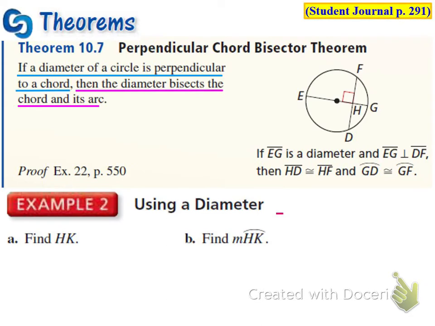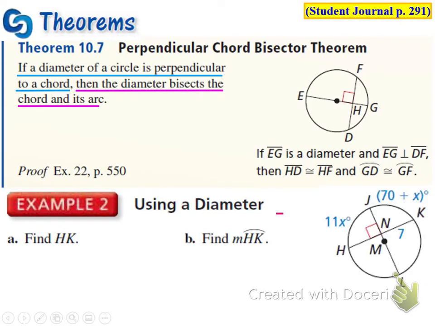So we're going to use our property here with this question. Which of these segments is the diameter? JL, and that means the chord is HK. So the diameter and the chord form 90, which means the chord has been cut in half. So we'll start there, HK. We want the full length of the chord. Is 7 the whole length, or is 7 NK? It's NK. It's from N to K. So what is the full length of HK? 14.